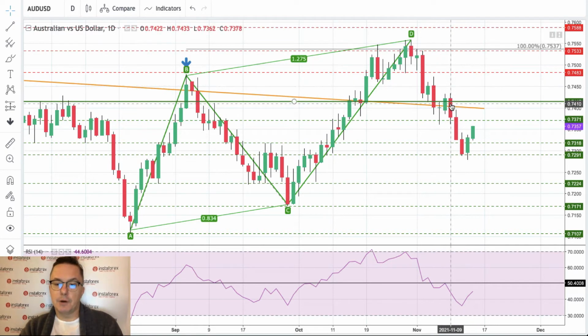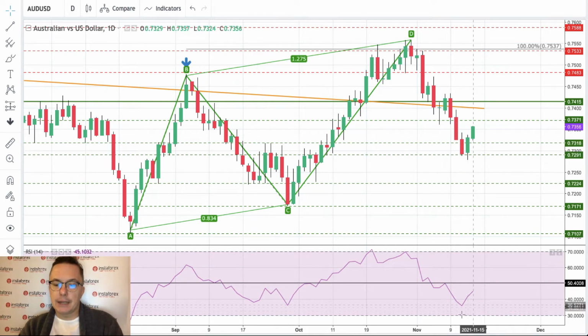We broke below all of the major supports like 0.7415 and 0.7371. The recent low was made at 0.7278. That's kind of a bounce from the technical support at 0.7291. We have a bullish engulfing pattern on the daily time frame chart.